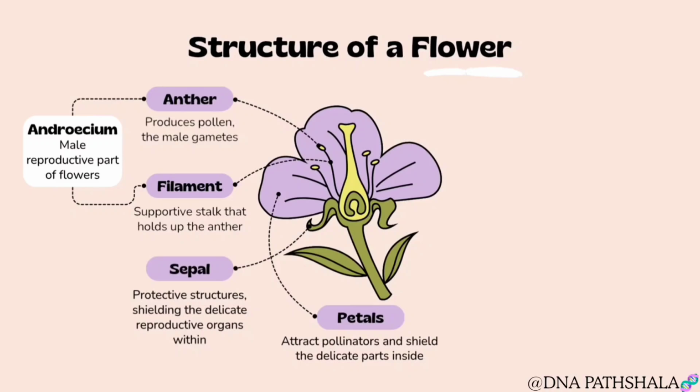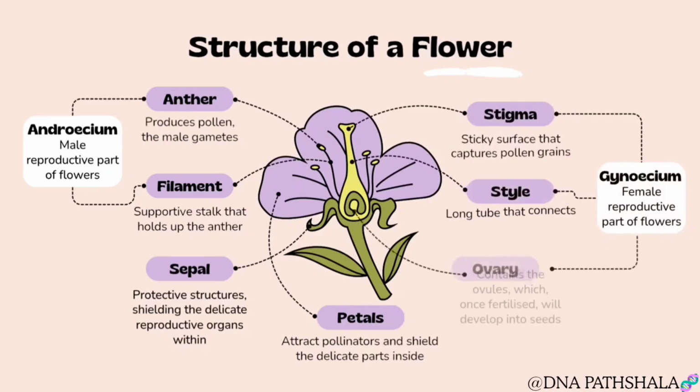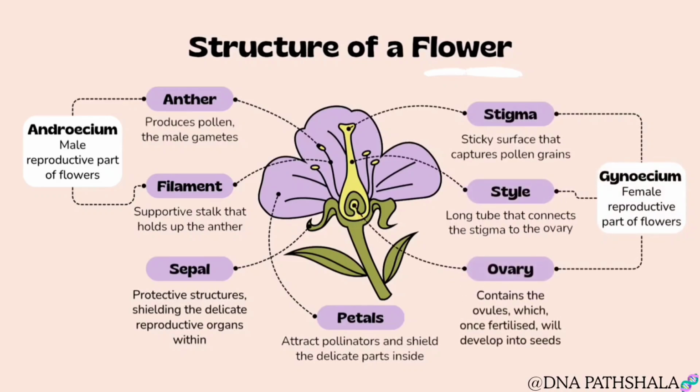Next is gynoecium, the female part. Now look to the right side. At the very top is the stigma. This is sticky, so it can easily capture the pollen grains. This stigma is connected to the ovary through a long tube called the style. Inside the ovary are the ovules, and once fertilization happens, these ovules develop into the seeds. The ovary itself grows into a fruit like a mango or tomato.